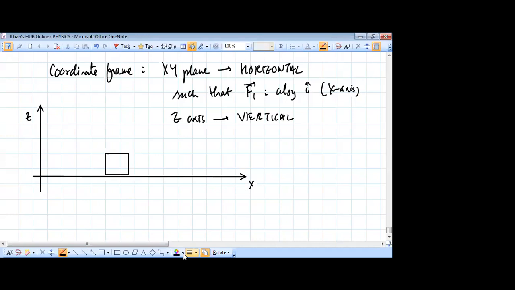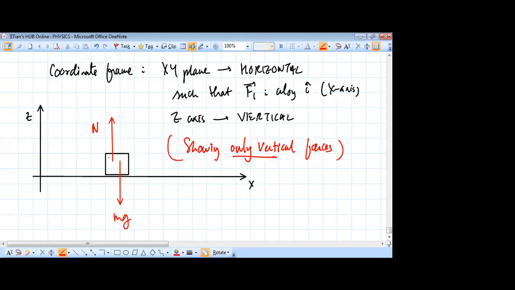In this, what forces will I see? There will be gravitational force acting downwards. And there will be normal reaction acting upwards. Now in this diagram, I'm showing only vertical forces. So this is not a complete diagram. This is only showing the vertical forces. There are also horizontal forces.